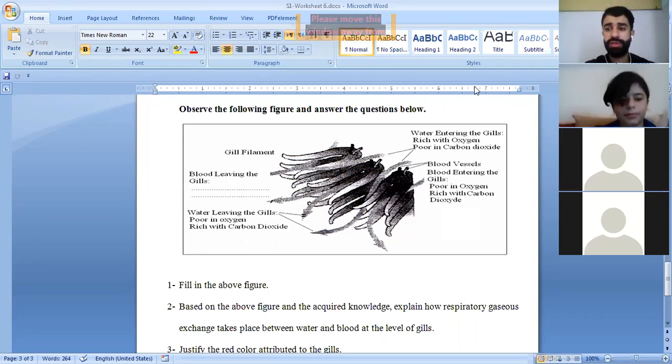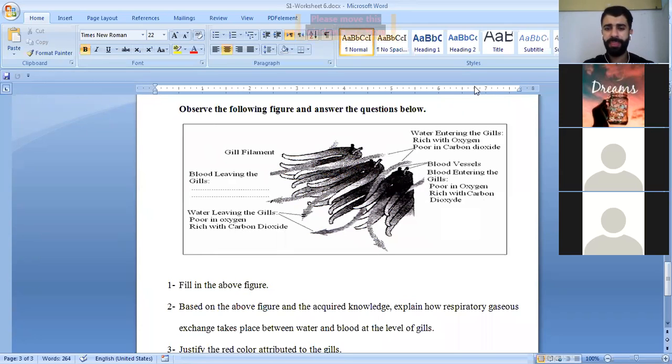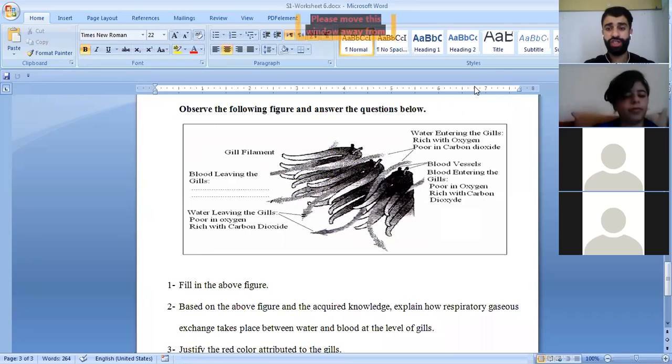Who used the oxygen? Me? You? Noura? Adnan? Who used the oxygen? The fish. The fish, excellent. That's why the water going out from the fish goes through the operculum, remember? So it becomes poor in oxygen since the fish uses the oxygen. Thank you, Zahra.